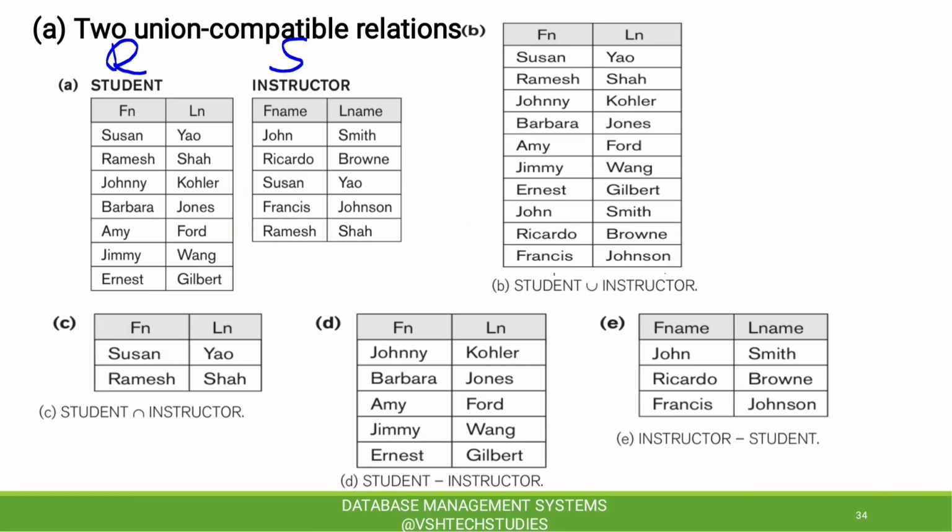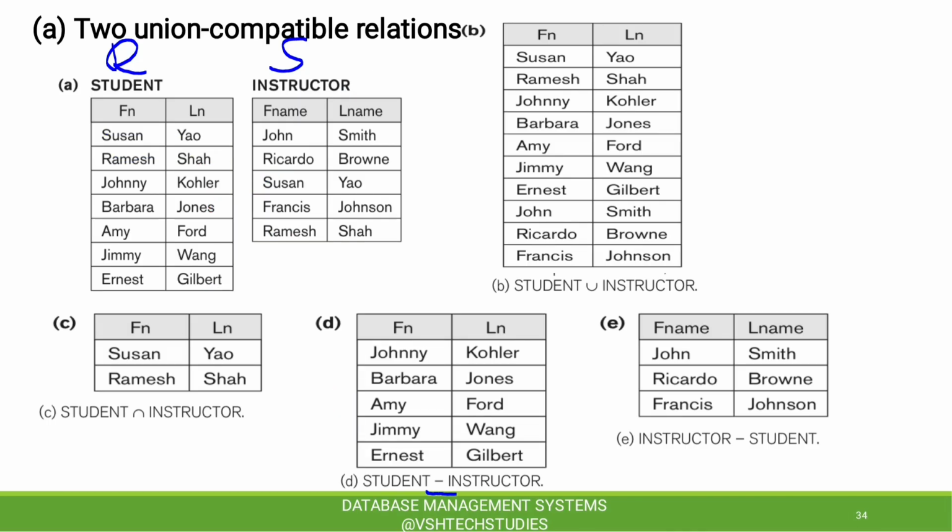Next, R intersection S or student intersection instructor, it will have only those rows which are common to both. So only common rows it will be having in student intersection instructor. Next, R minus S or student minus instructor, it will have all the rows from student, but it will exclude only those rows which are present in instructor. Hence, it will have only these rows in student minus instructor.